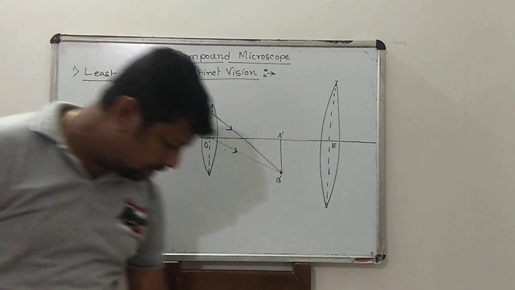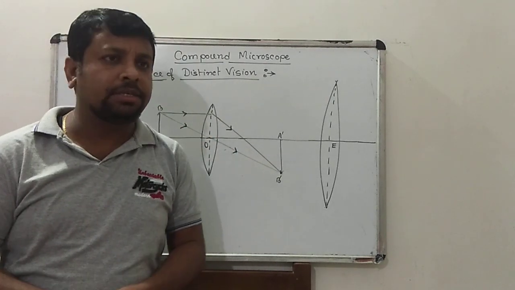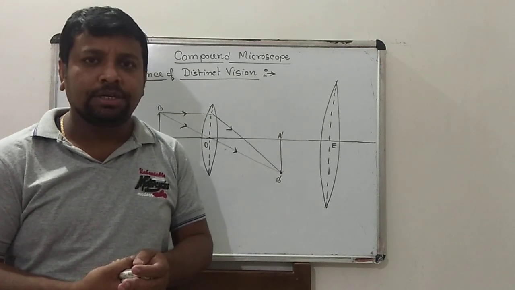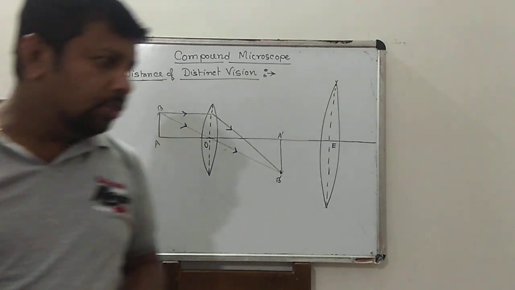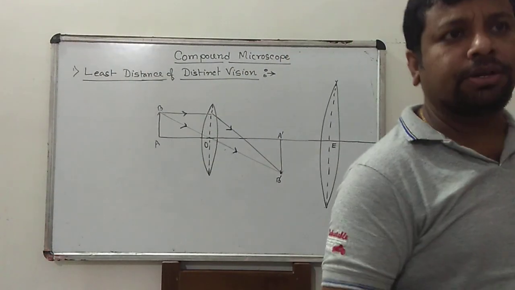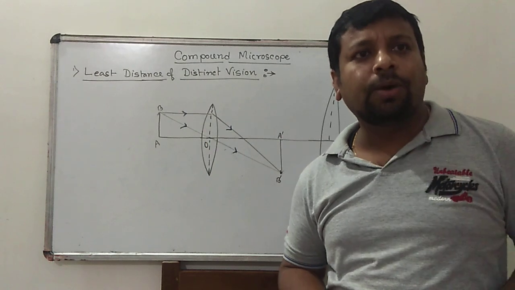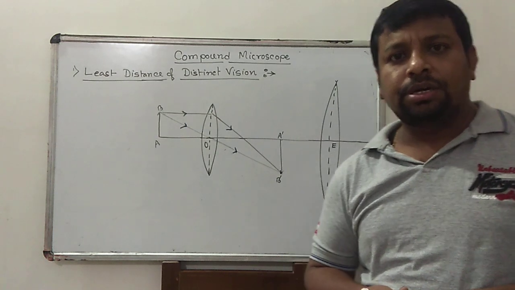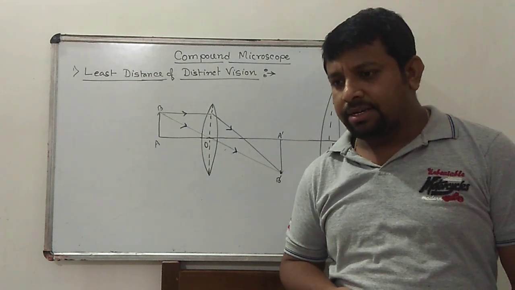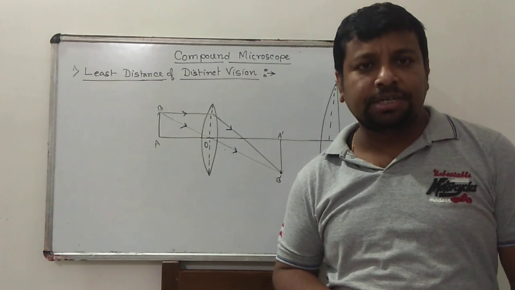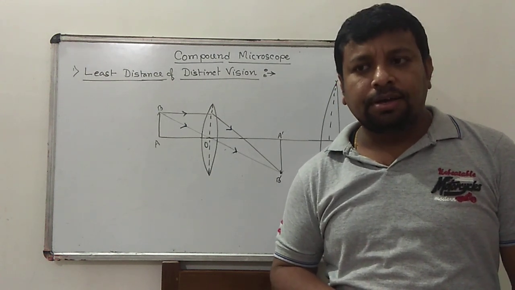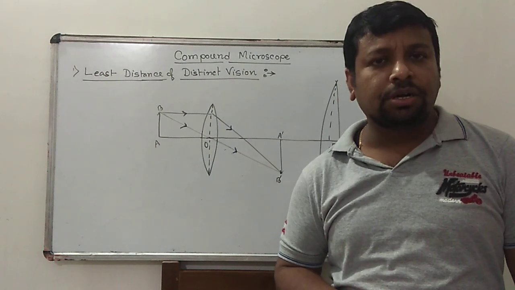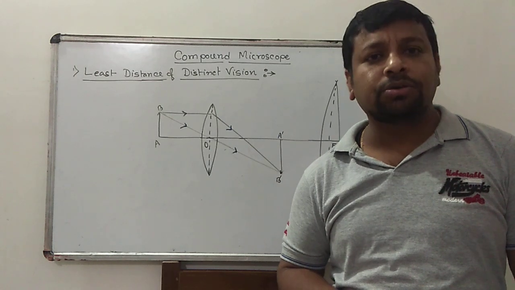So my dear students, today we discuss another optical instrument known as the compound microscope. Last class we discussed a simple microscope, which has only one lens. Today we discuss the compound microscope, in which the magnifying power is increased. That means in a compound microscope two lenses are used, to avoid spherical aberration or chromatic aberration.